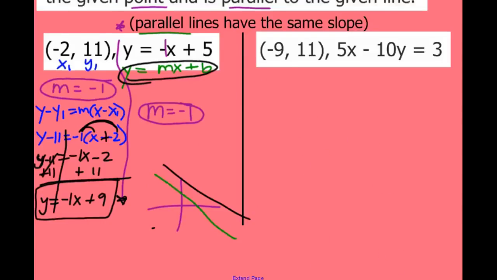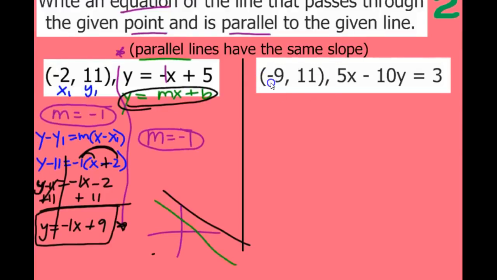Let's do the same thing over here. They give us a point, x and y. They don't tell us what our slope is here. This one is not in the form y equals mx plus b. This is really in standard form with x and y on the same side. You can't figure out your slope. Do not tell me it's 5 because it's in front of the x. That's not correct. You can't do that unless you have it solved for y.